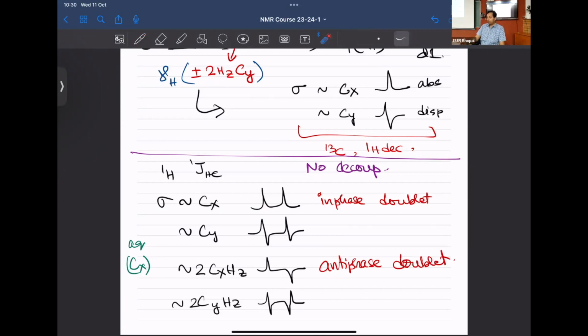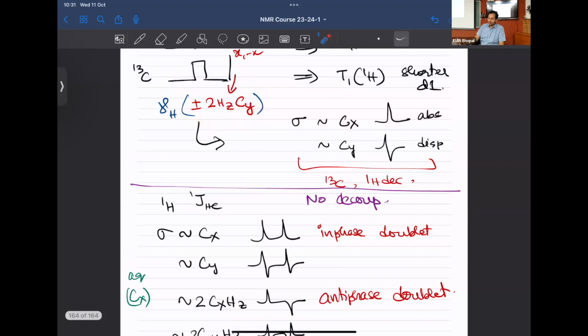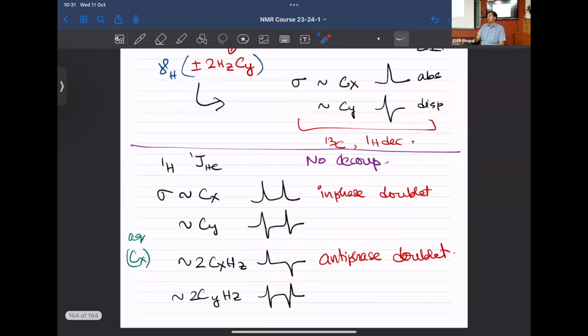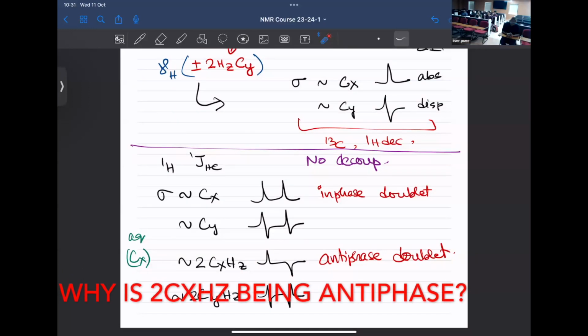Why do we have to worry about it? In the case of an inphase doublet, if you end up decoupling, both of these will constructively interfere to give one signal in the middle. But here, if you end up decoupling, they will destructively interfere to give no signal to you. Does that make sense? So although the INEPT has been useful in reducing the D1 times because it's proton T1s that decide the recycle delay, the problem would be that you still are getting an antiphase doublet which will give you no signal.